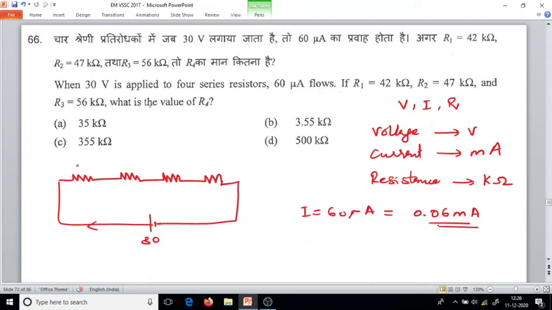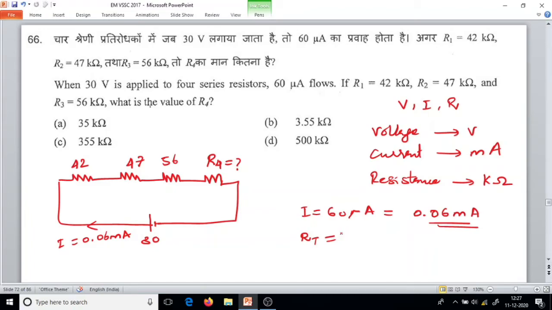So what is the R1 resistor value? R1 equals 42 kilo ohms. Don't worry about the unit, we have already taken care. This is 47 and 56. And the question is, what is the value of R4? R4 is what we have to find. Now we know I. In a series circuit, I is the same. I flowing here is 0.06 milliamps.